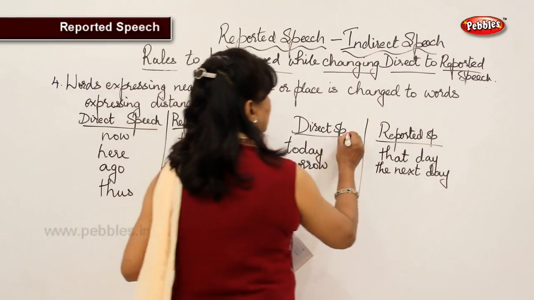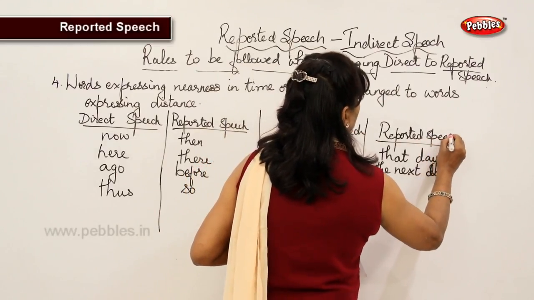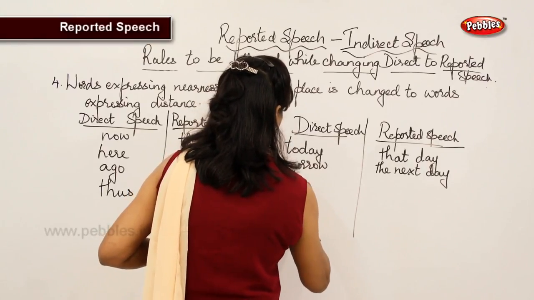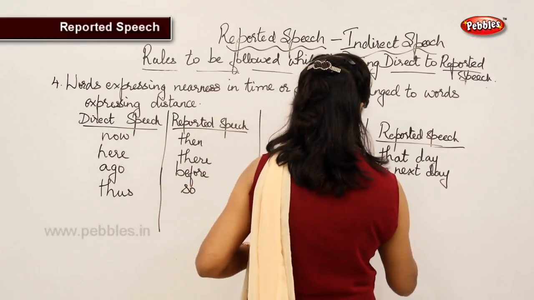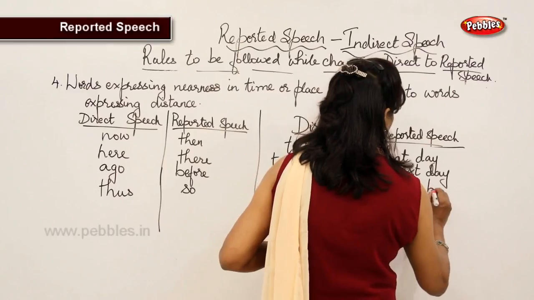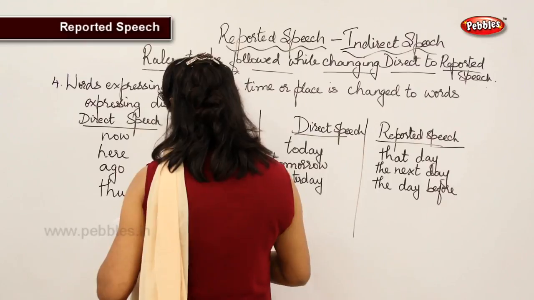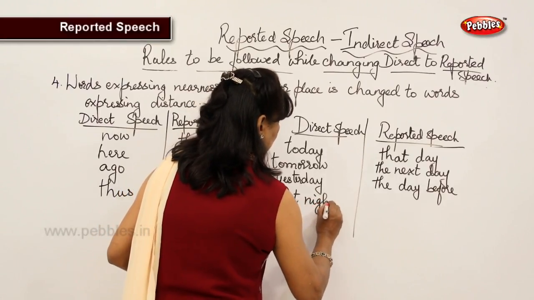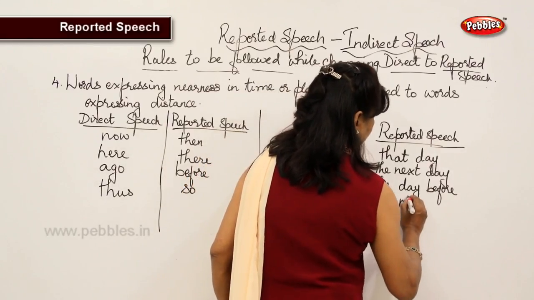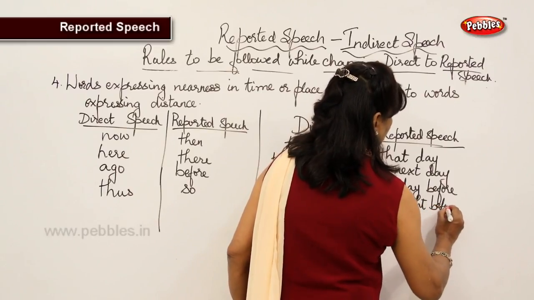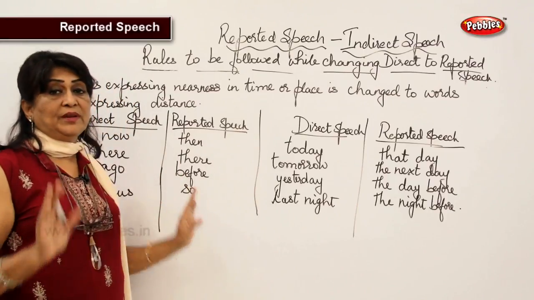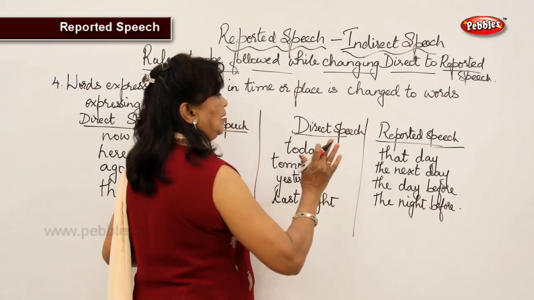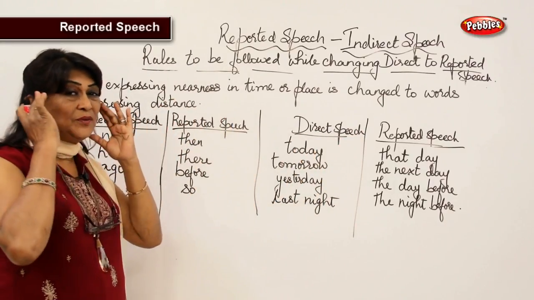Are you taking down all this? I've just written shortened forms. Okay, I'll make it bigger. Okay. Yesterday becomes the day before. And last night becomes the night before. You have to remember this rule very, very fervently, because unless you know this, you will be tempted to write like today becomes that day, like tomorrow becomes the next day. All this you have to drill it into your mind.